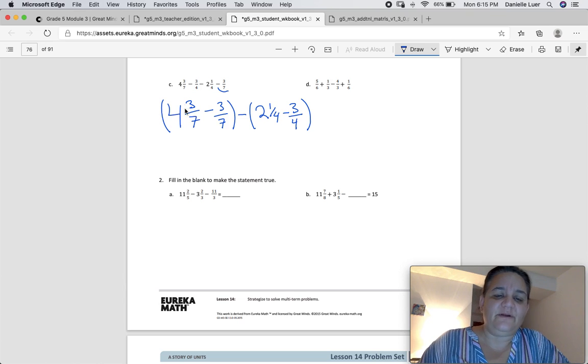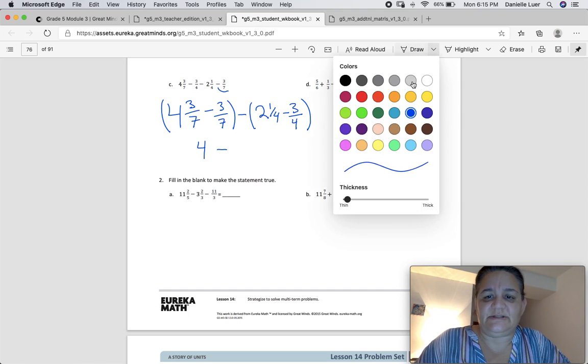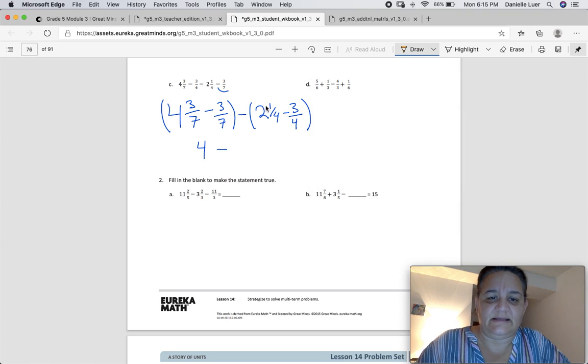Okay, now 4 and 3/7 minus 3/7. Oh, that's a nice number. That's just 4, right? 3/7 minus 3/7 is 0, and then I'm just left with the 4. And here, this is 2 and 1/4 minus 3/4, which is a little bit tricky, but what I can do here is just borrow very quickly from this, make that a 1, and turn this into a 5. Do you see how I did that? If you don't, I did 1 plus 4 over 4 plus 1/5, okay? That's what I did, I just borrowed.